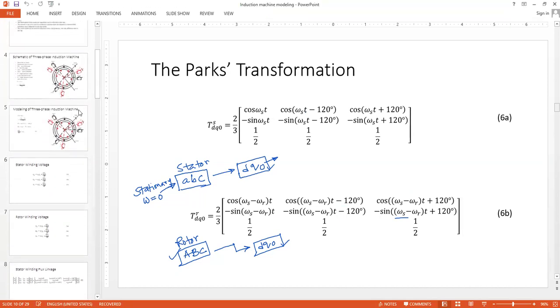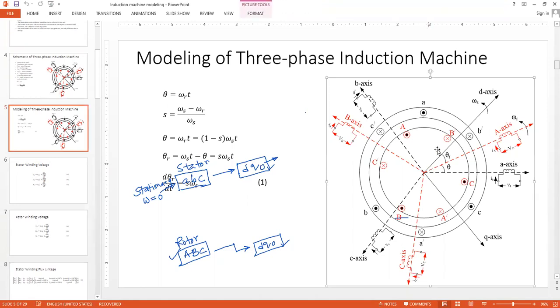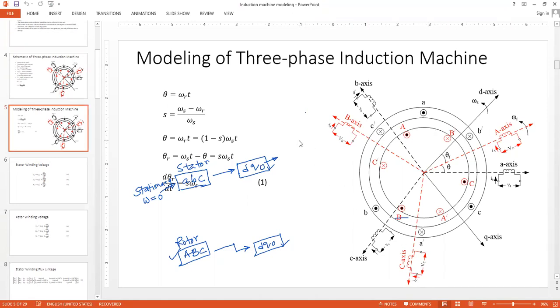If we go back quickly to slide number 5, can you identify the speed of the dq axis or dq frame from this diagram? The stator frame is stationary. That means the small a axis, small b axis, and small c axis are stationary. So they remain unmoved. So their speed, let's say omega, equals 0. What is the speed here for the dq0 frame?